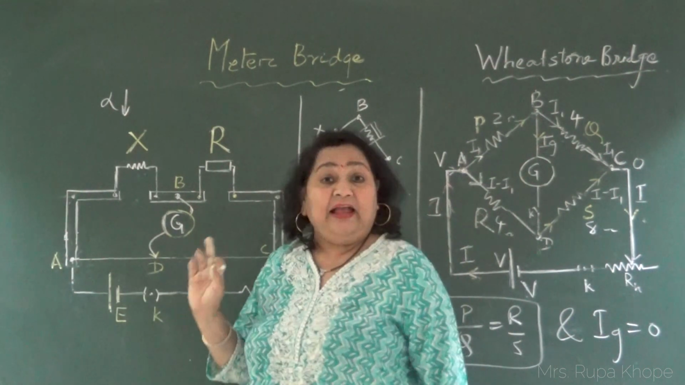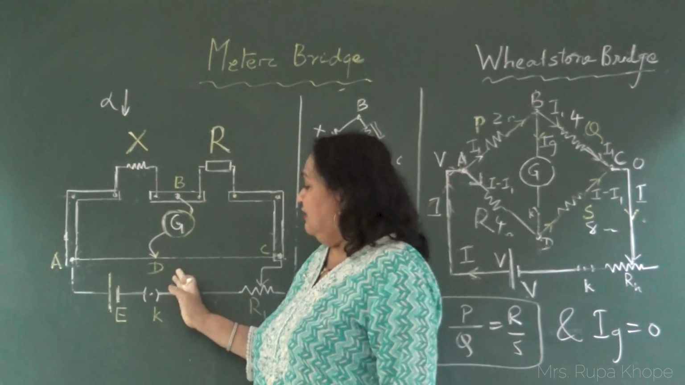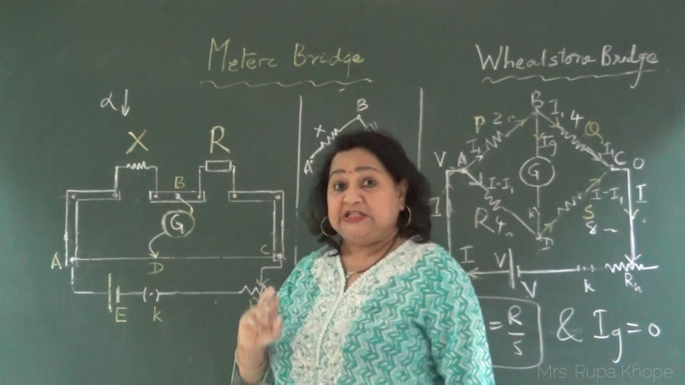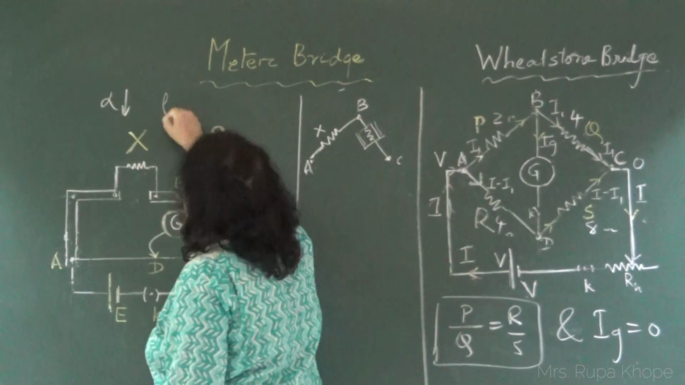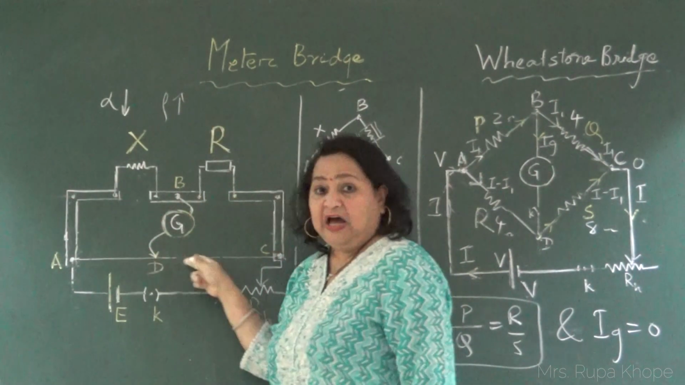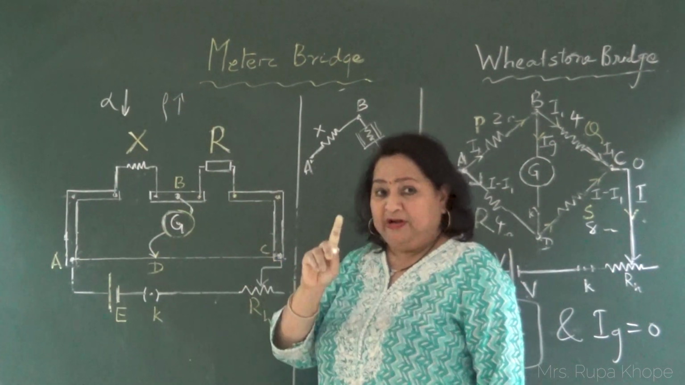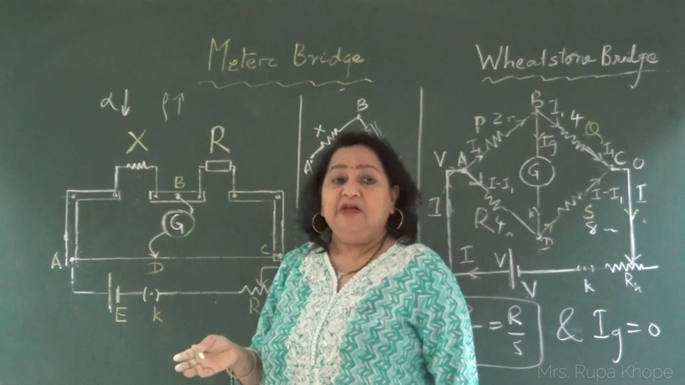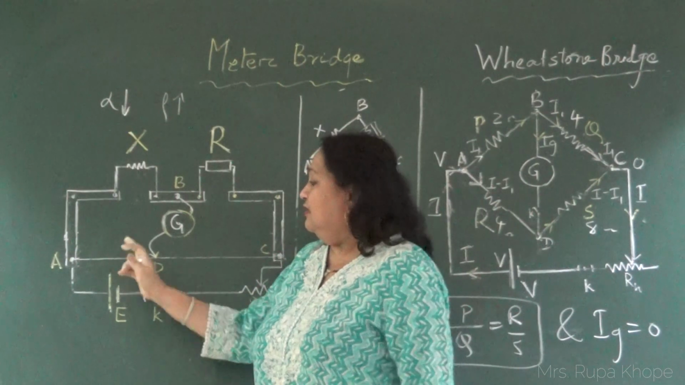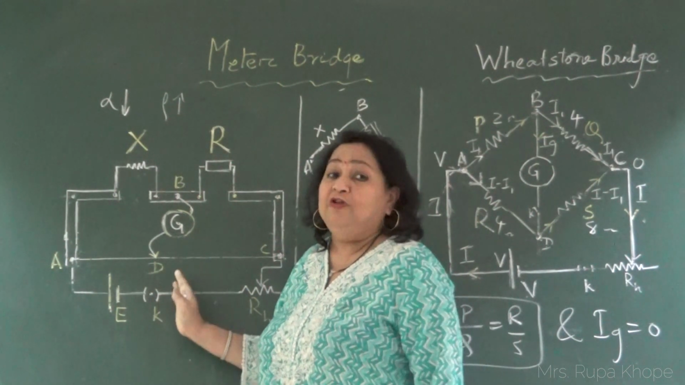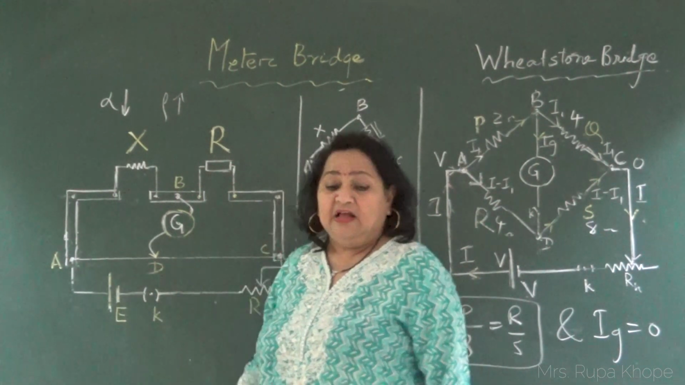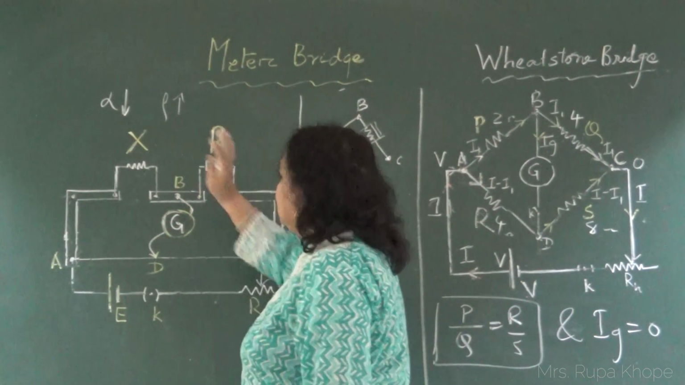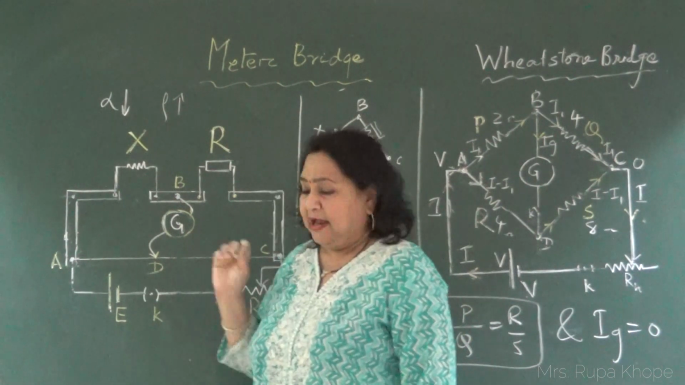But this is a metallic alloy, constantan and manganese. What is its property? Its resistivity or specific resistance is very high. So it does not allow large current to flow through it. Point number one. And point number two, even if you pass a current for a long time, even if the wire gets heated up, the resistance of this will not change. Resistance of the wire will not change, negligible. So this is the property of constantan or manganese.